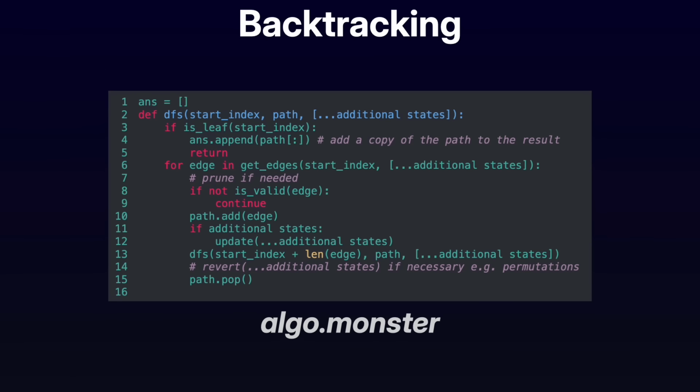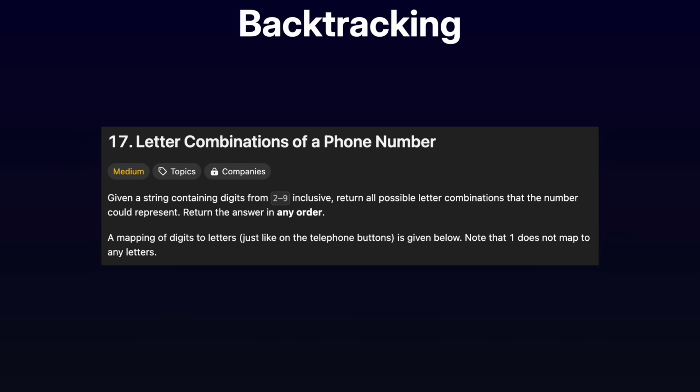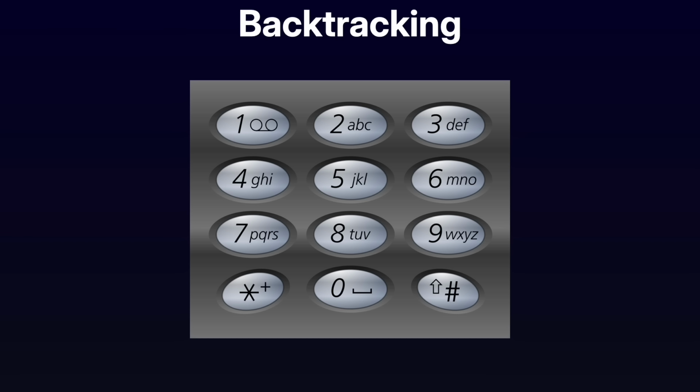Now, let's walk through it by solving a LeetCode problem: Letter Combinations of a Phone Number. In this problem, we're given a string of digits, typically from 2 to 9, and we need to return all the possible letter combinations that the digits could represent using the mapping of a phone keypad.